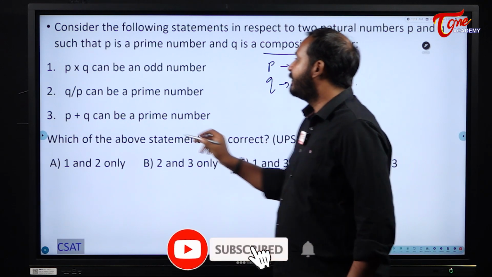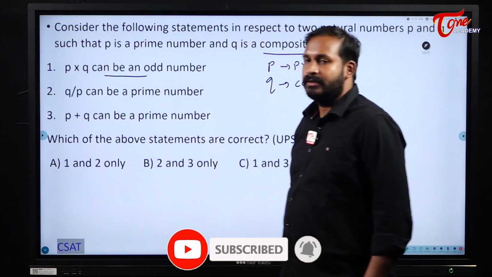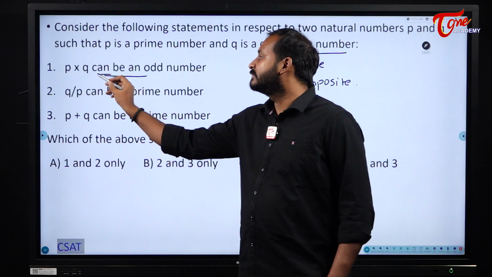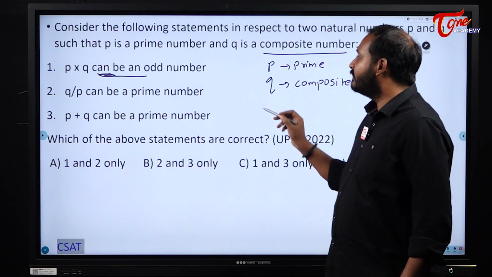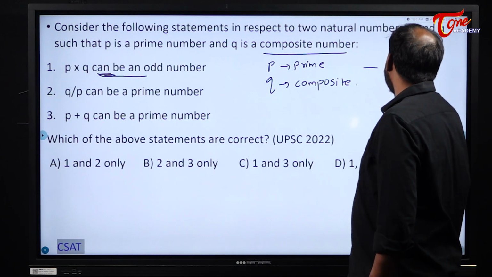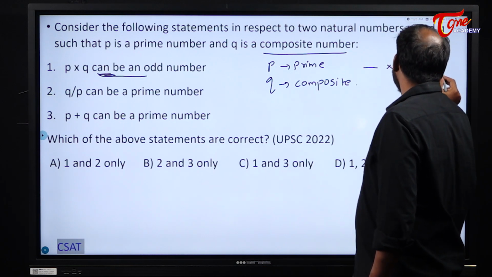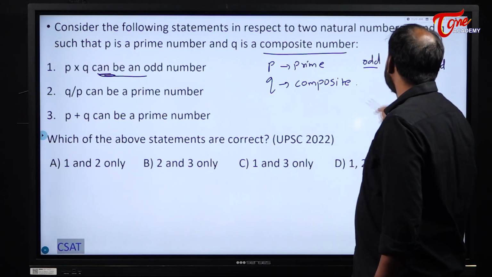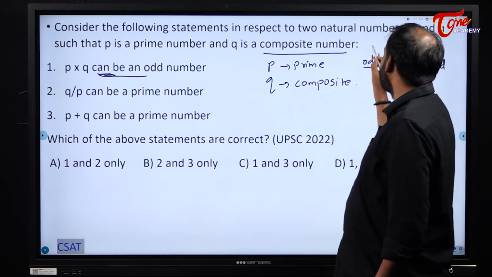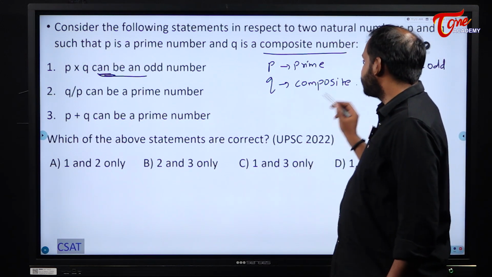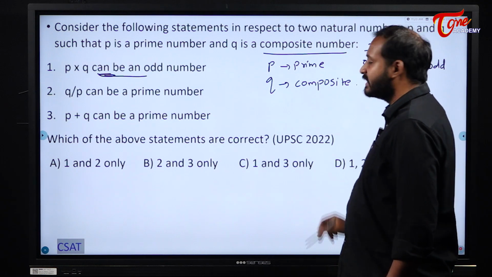Now next, P into Q can be an odd number. See here, the words are 'can be'. When will we get the product of 2 numbers as an odd number in general? If we multiply 2 odd numbers, then only we will get the product as an odd number. So an odd number that is a prime number, I will take 3. 3 is a prime number as well as an odd number. Next, Q, a composite and odd number, I will take it as 9.